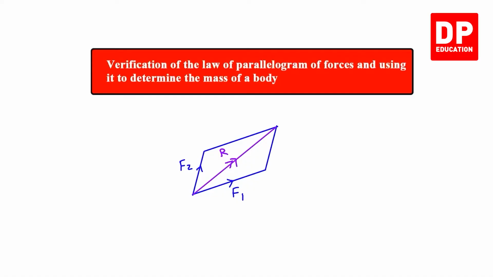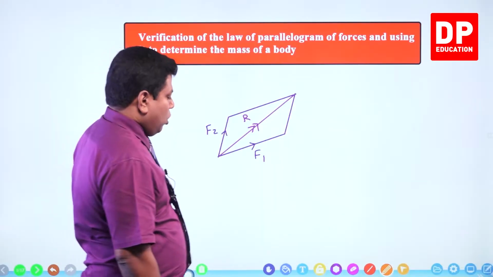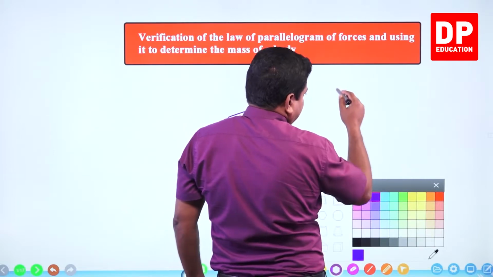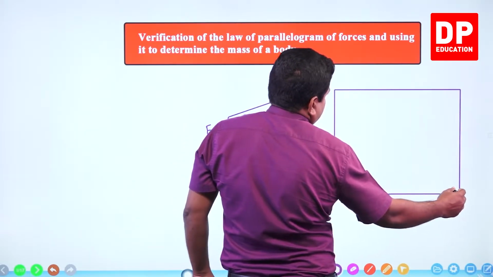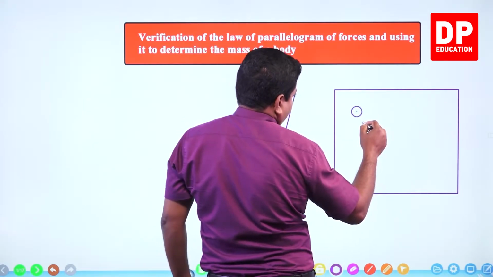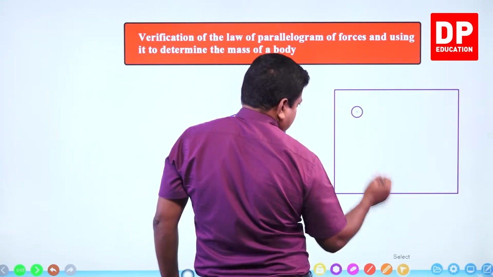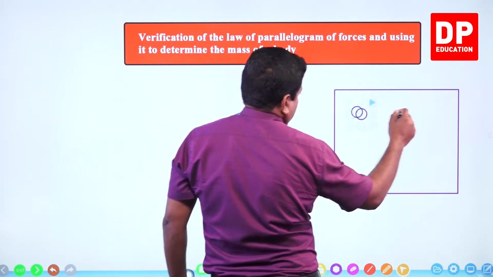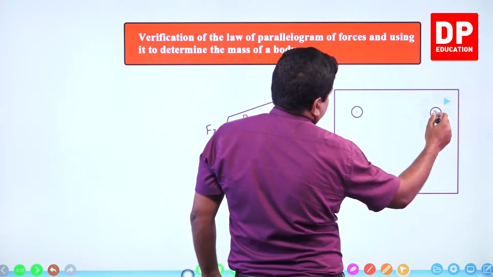So, what we are going to see in this experiment is to verify this. After verifying this, we are going to use the same concept and find an unknown mass of a body as well. So, how do we verify? We have an apparatus in the laboratories. I will tell you what it means. Right.